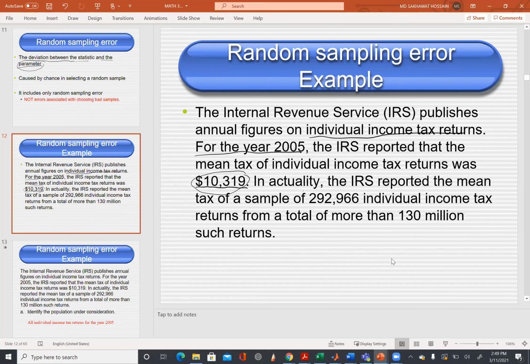In actuality, the IRS reported the mean tax of a sample of 292,966 individual returns. So they reported the mean for this number of returns out of the total. The total number of returns was more than 130 million, but they didn't calculate the mean for the 130 million returns. They only selected this number of returns and calculated the average for those.